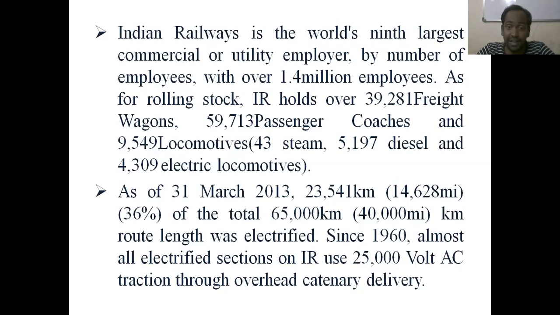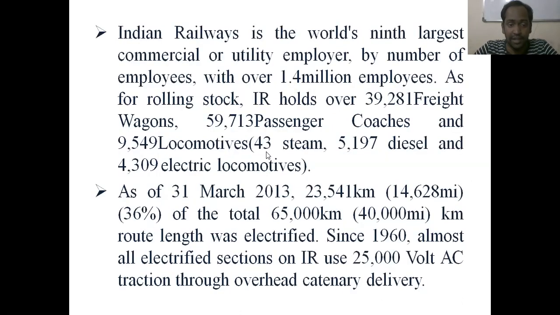As for rolling stock, Indian Railways holds over 39,281 freight wagons, and 59,713 passenger coaches and 9,549 locomotives. Among these, 43 are steam, 5,197 diesel, and 4,309 are electric locomotives. So in India, we have different types of engines, like steam engines, diesel engines, and electric engines, to run trains.